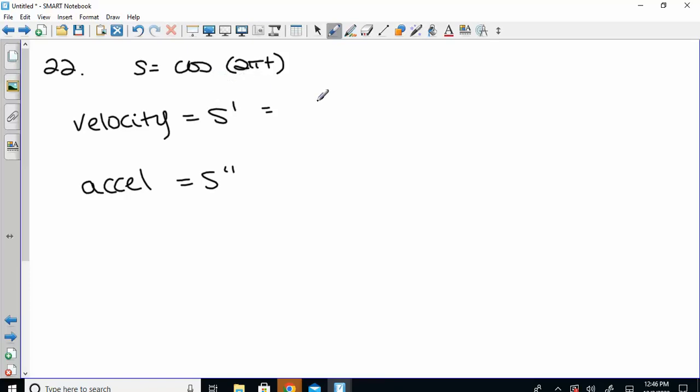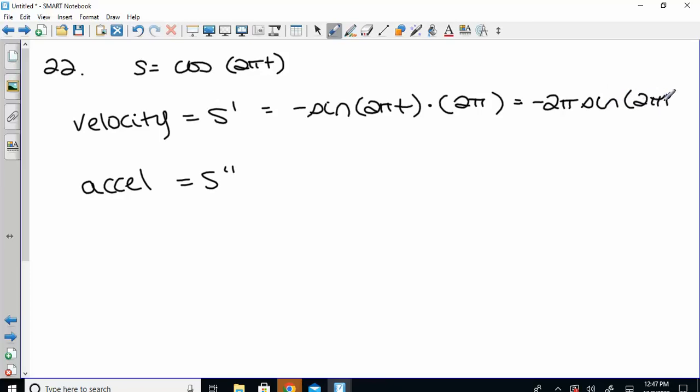So we have to do chain rule. Derivative of the outside. So derivative of cosine, negative sine, inside stays the same, times derivative of the inside. What's the derivative of 2 pi t? So we just get negative 2 pi sine 2 pi t.